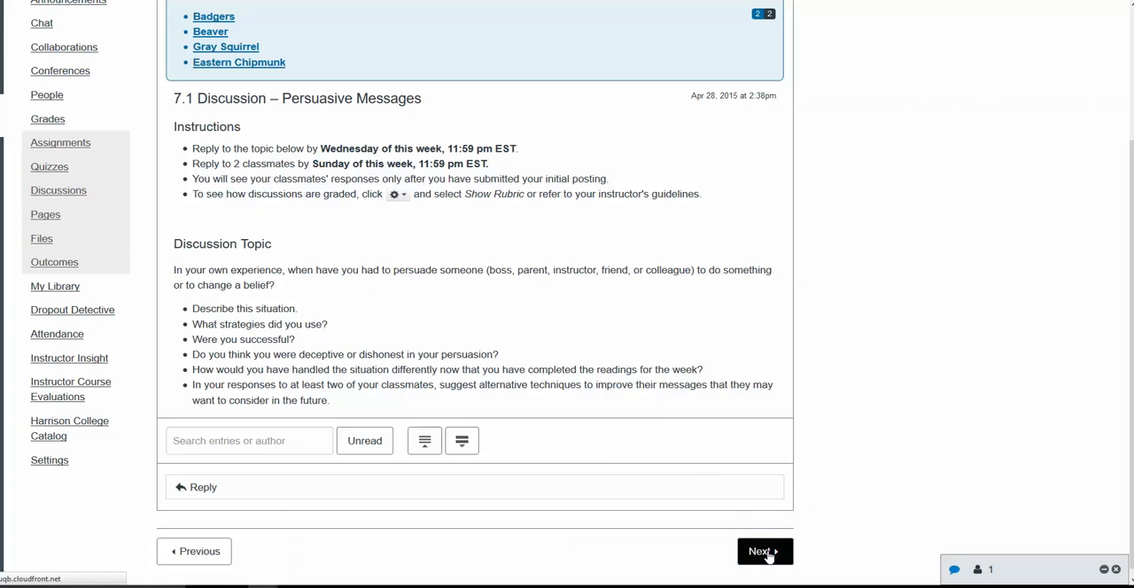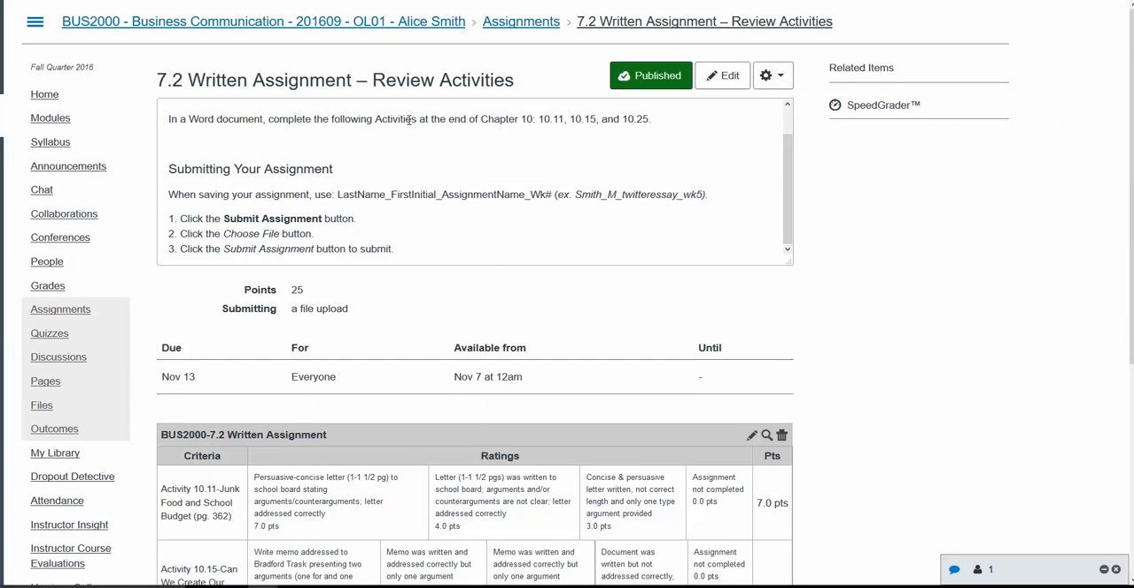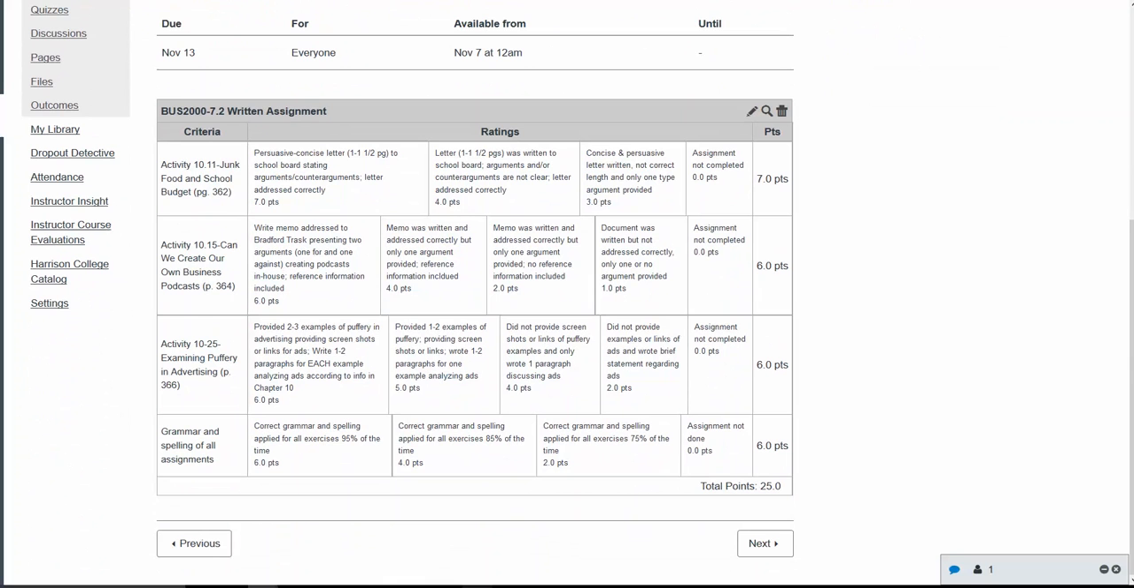The next is your 7.2 written assignment. So the activities at the end of chapter 10 are 10-11, 10-15, and 10-25. We're going to talk about this. 10-11 is junk food and school budget. 10-15 is creating our own business podcast. 10-25 is examining puffery in advertising, and then grammar and spelling.